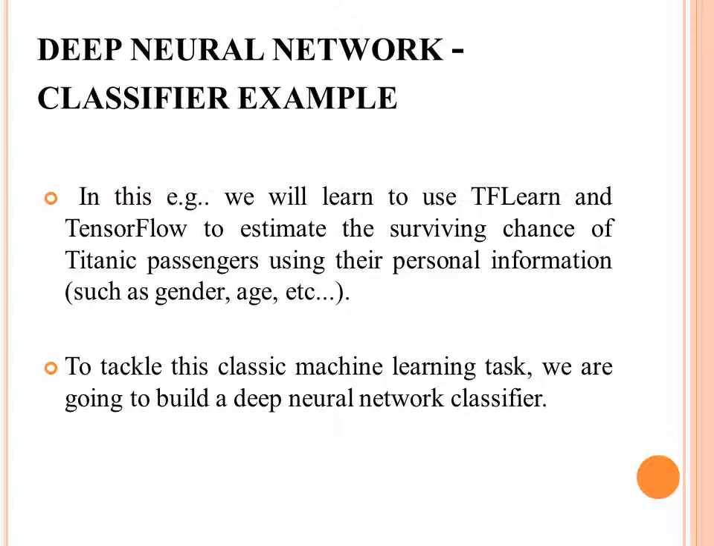So finally, as all the concepts of TFLearn are clear, now let's start with the deep neural network classifier example. Here we are trying to learn to use TFLearn and TensorFlow to estimate the surviving chance of Titanic passengers using their personal information such as gender, age and different types of information that we have in the dataset. To tackle this classical machine learning task, we are going to build a deep neural network classifier which can predict the surviving chance of Titanic passengers.